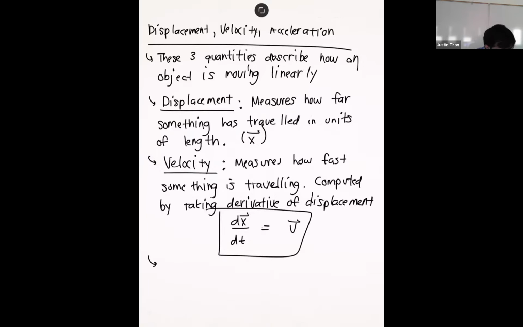And then finally, we have acceleration. And so acceleration measures the rate of change of velocity. Right? And so in other words, it's how quickly velocity is changing.